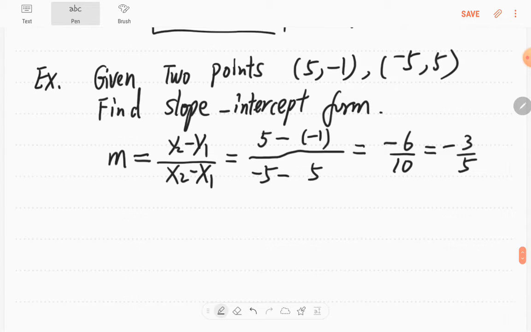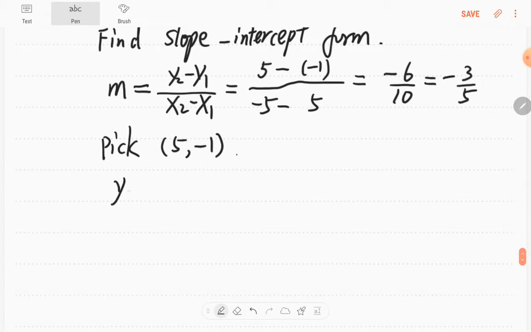Then we pick an arbitrary point as the point we are using in the point-slope form. For example, we just pick the first point, (5, -1). So we have y minus y1, which is y plus 1, equals negative 3 over 5, this is the m, times (x minus 5). Don't forget the parentheses. But this is the point-slope form.